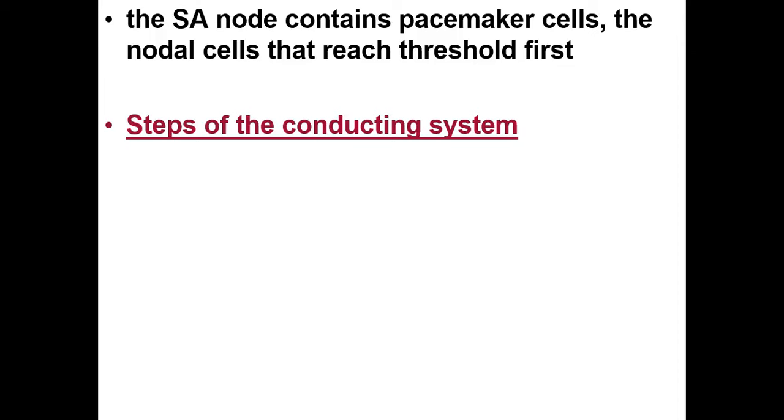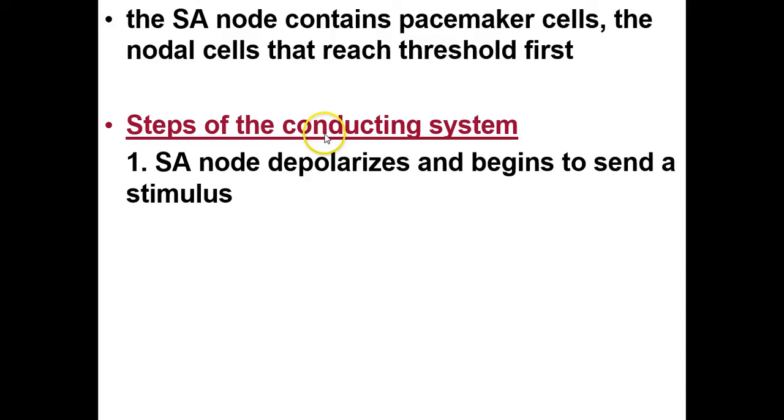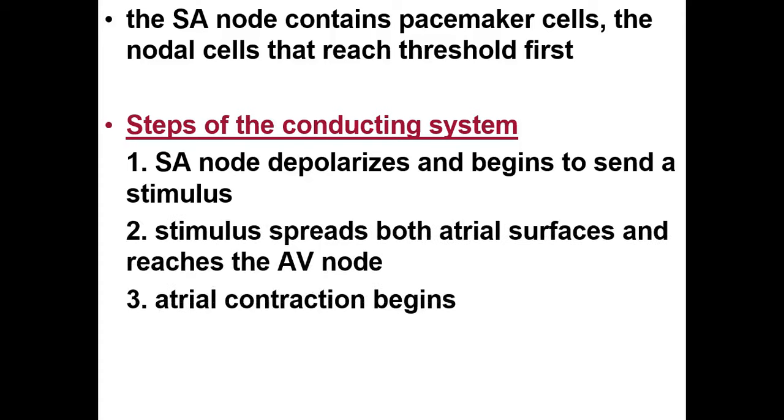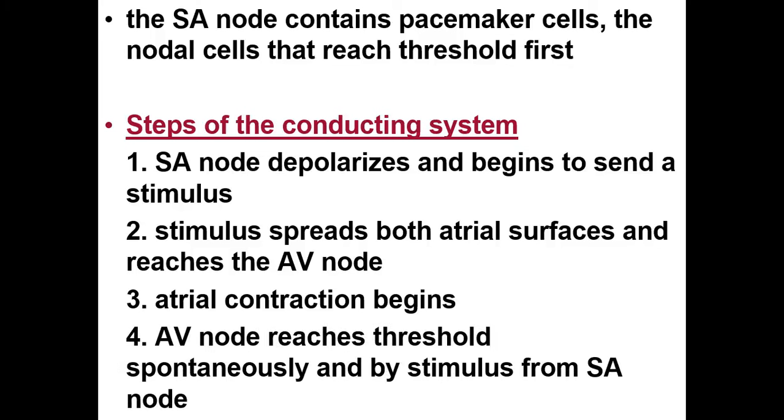So, let's rewind and go through these steps of the conducting system. The first thing that has to happen is that the SA node depolarizes and begins to send a stimulus throughout the conducting system, reaching through into both atriums. Once that occurs, that stimulus spreads to both atrial surfaces, but also reaches the AV node. When the atrium's contraction begins, you actually get the AV node reaching threshold. Once that AV node reaches threshold, the atriums are done contracting.